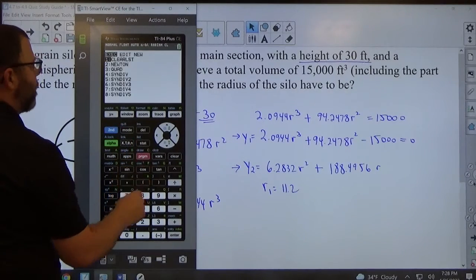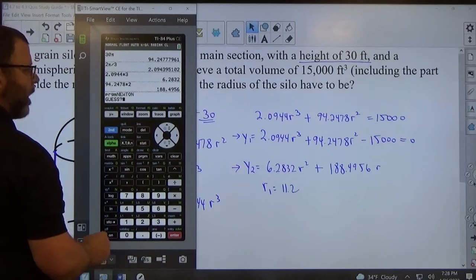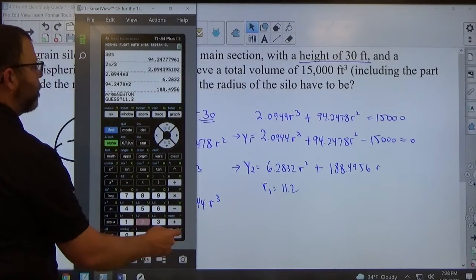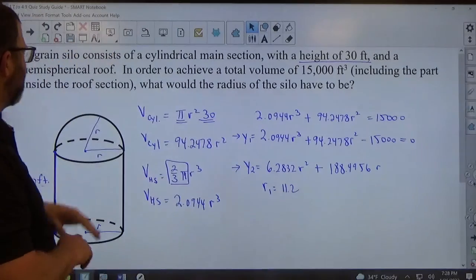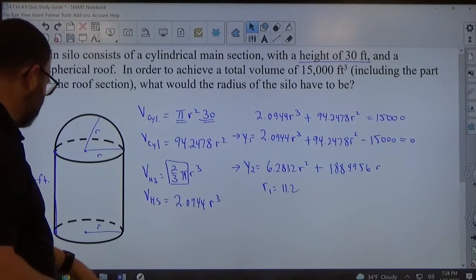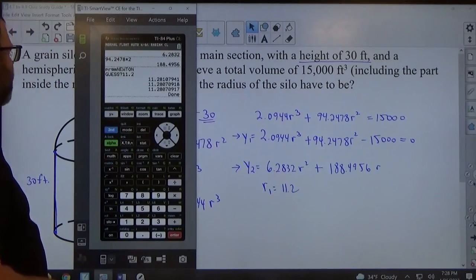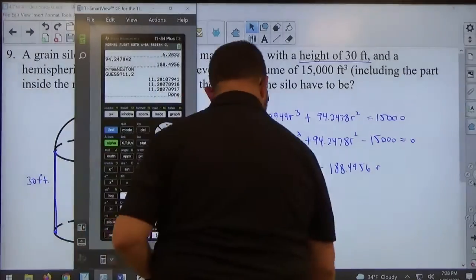We're going to turn on the Newton's method program again, and we're going to put in our guess of 11.2, and it's going to tell us what the answer is. Does it specify decimal places for the radius? Let's go a couple decimal places on our final answer. So let's go 11.28 feet.